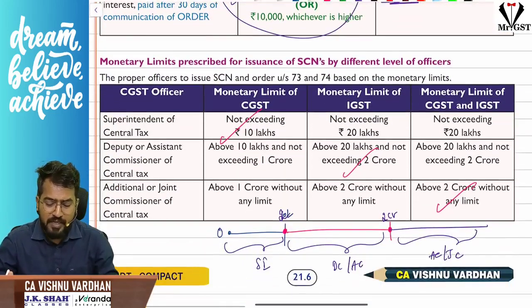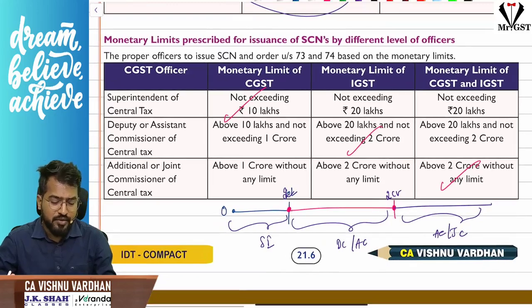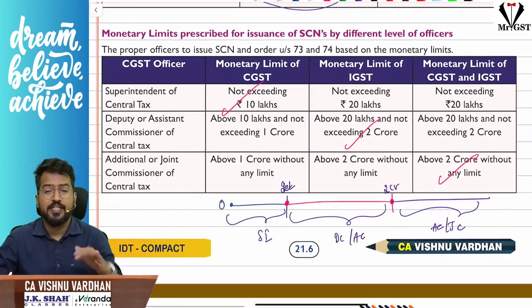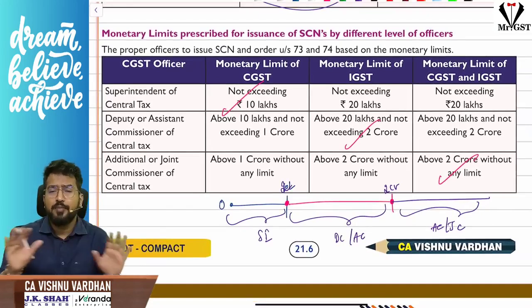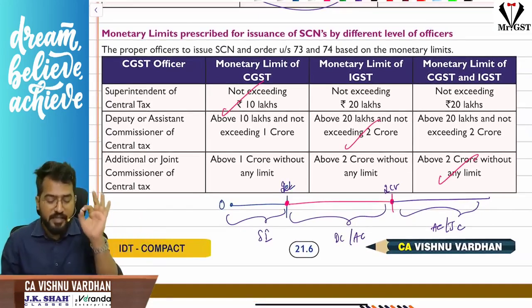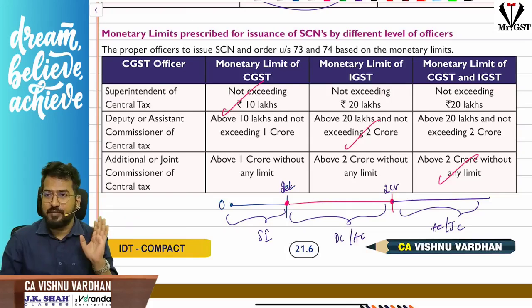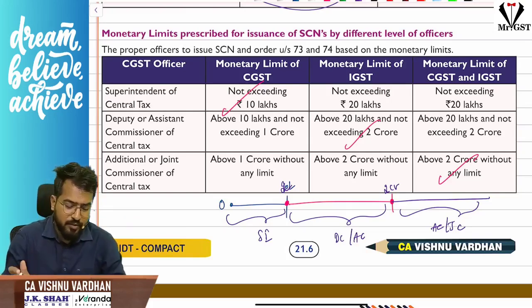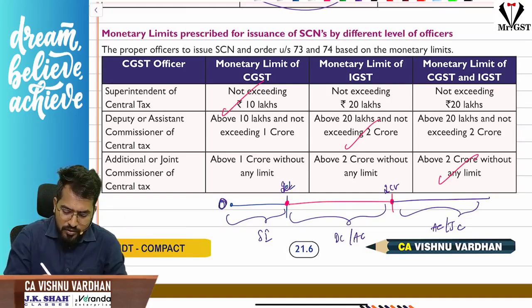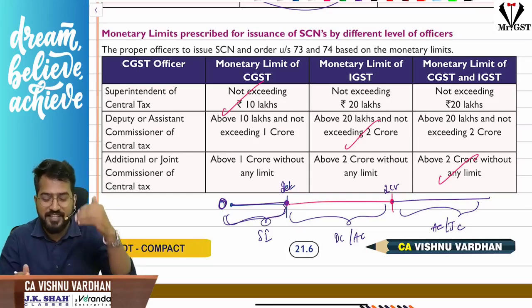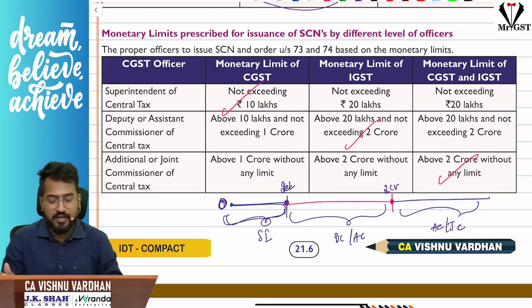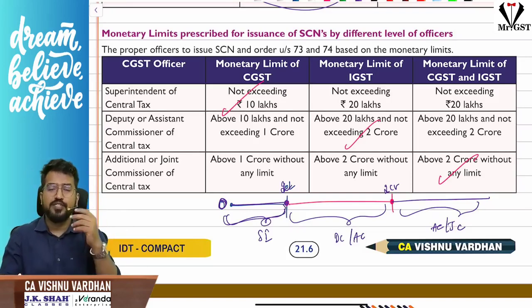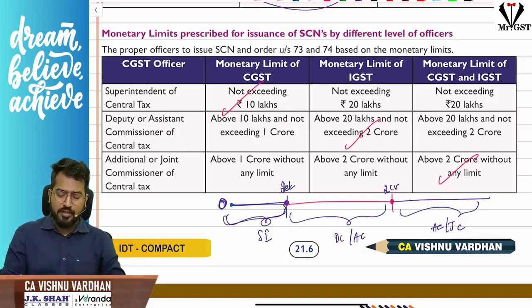Sir, who shall pass the order? Who shall give the show cause notice and order as per this section 73 or 74? That purely depends upon the monetary limits, the money involved in that particular situation. If the money involved is 0 to 20 lakhs, then the superintendent of central tax, sorry, not central excise, central tax. So the superintendent will have the powers to give show cause notice or to pass the order.